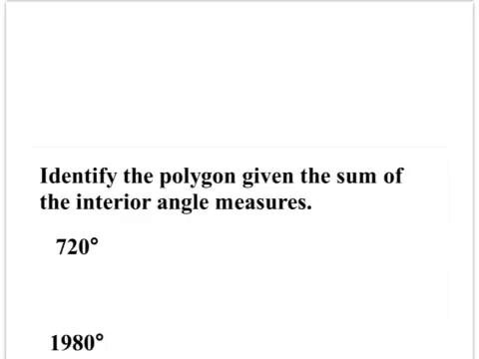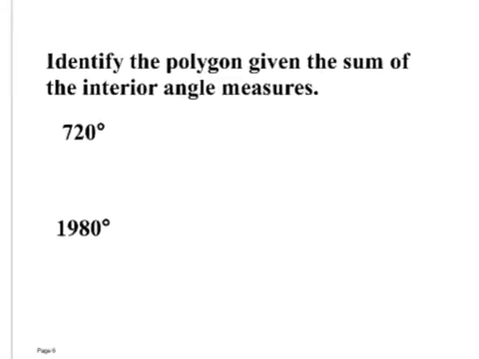Now, this is identify the polygon given the sum of the interior angle measures. So it's backwards. They give you the sum of the angle measures, and you have to find out what polygon it is. So write down all of this, and then we're going to work it.